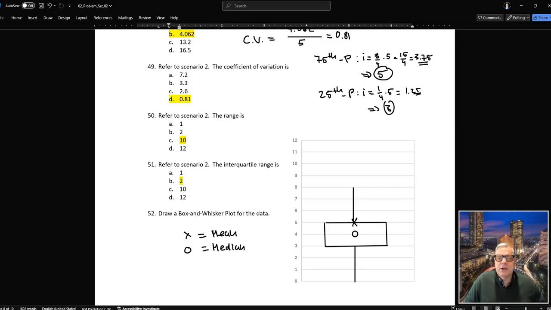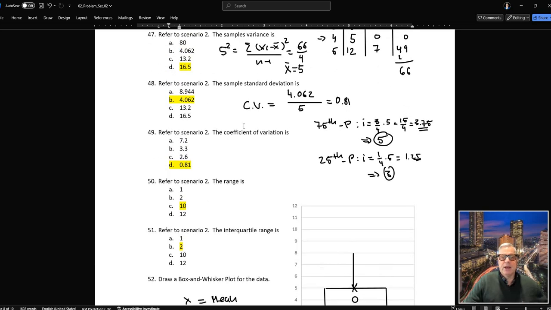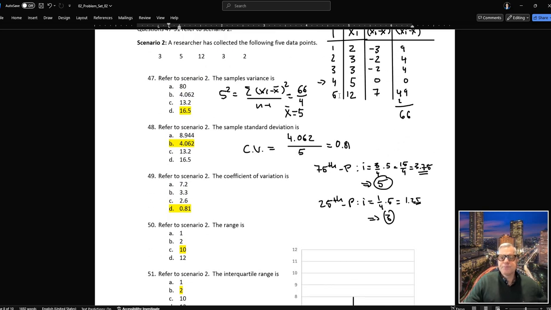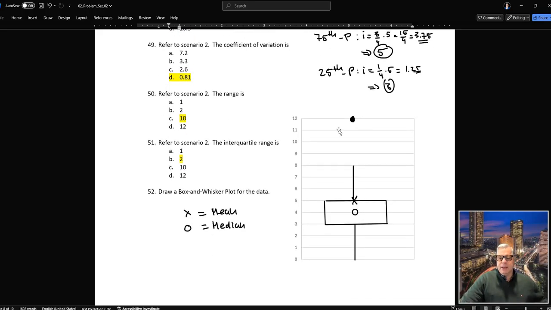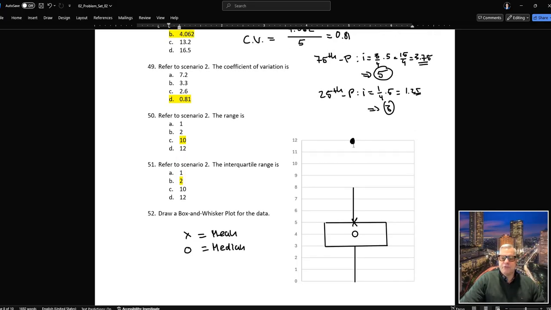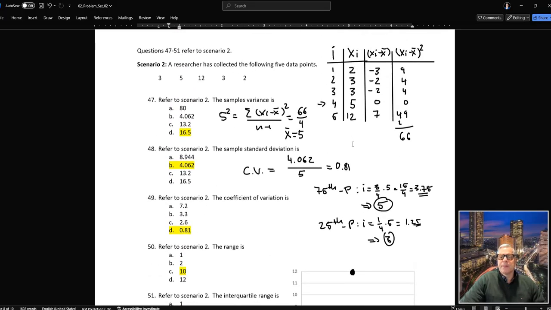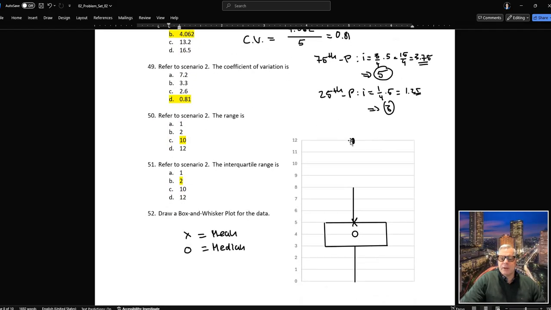And now we can also still look for some outliers. So we have a 12. And now we can put a dot here. And so now we would know that there is a maximum of 12, but that is also an outlier. And if we want to, we can also say there's a minimum here of 2, which is not an outlier. So that's the idea of a box and whisker plot.